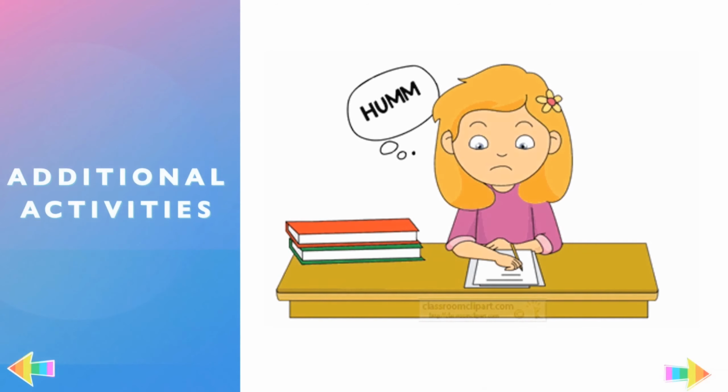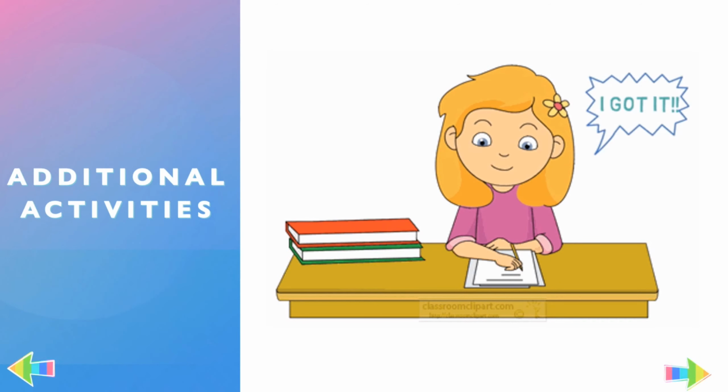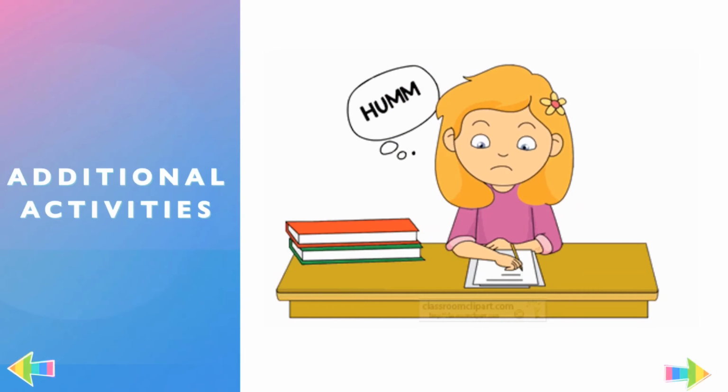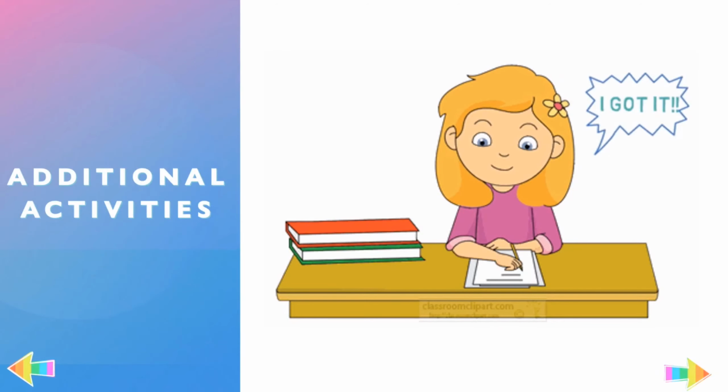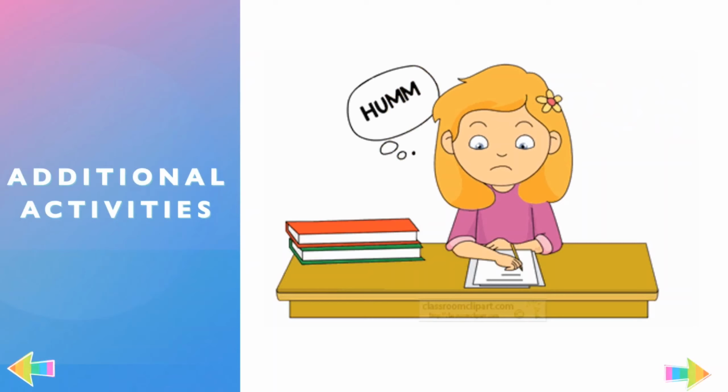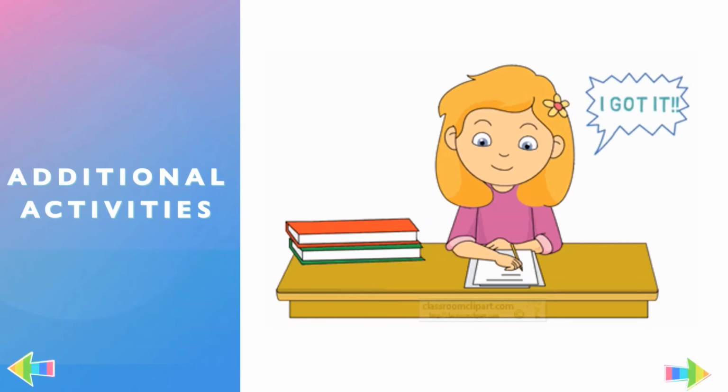And the last part of our module is the additional activities. Write in your own words a 3 to 4 sentence paragraph on the paper sheets provided. Write your new ending for the short story. Follow the rules in writing a short paragraph.